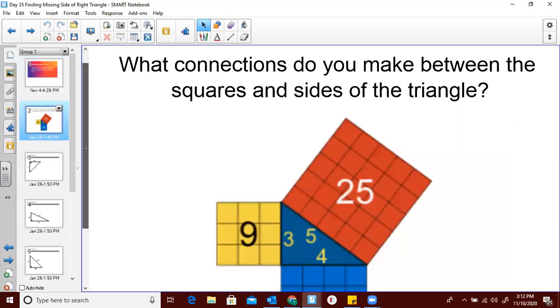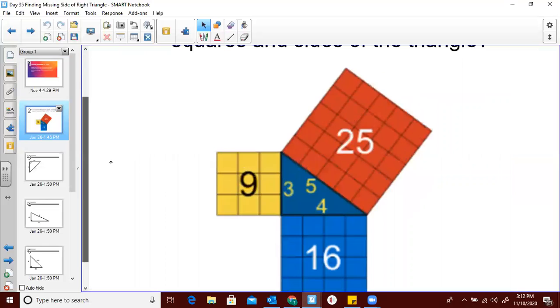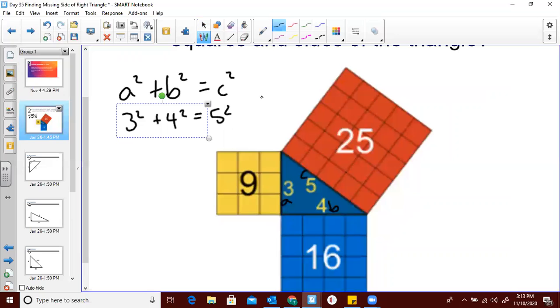All right, so this is just a visual diagram of how the Pythagorean theorem actually works. We know that our theorem is a squared plus b squared equals c squared. If these are my sides, I'll call a 3, b 4, and c 5, because 5 is my largest. I would have 3 squared plus 4 squared equals 5 squared. 3 squared is 9, 4 squared is 16, and 5 squared is 25.